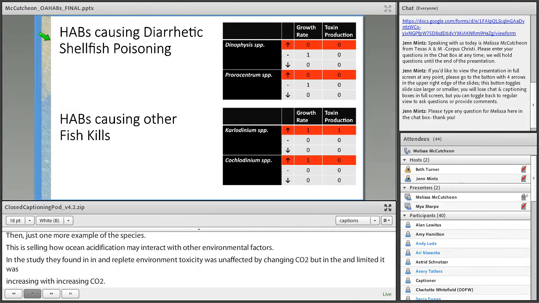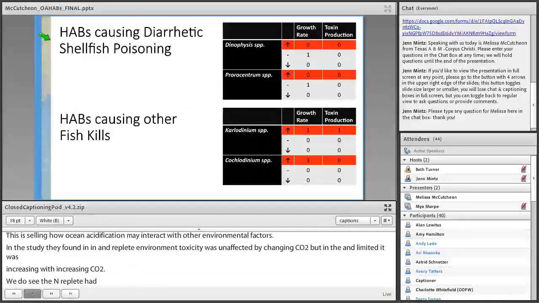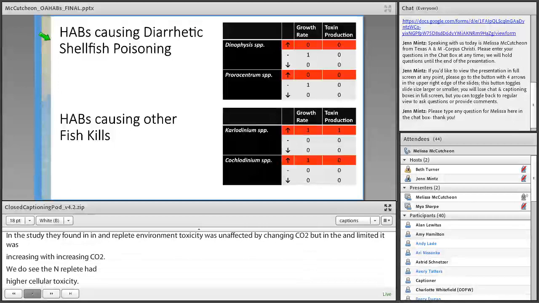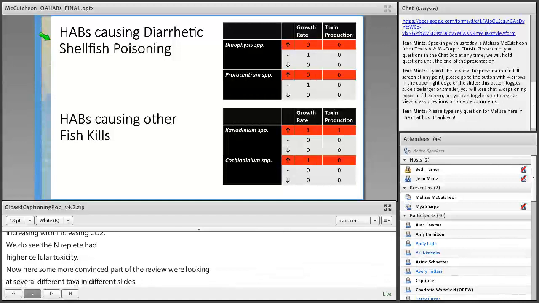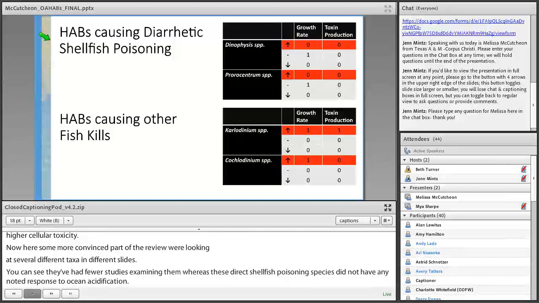And now here's some more condensed part of the review where I'm looking at several different taxa in one slide. You can see these different organisms have had fewer studies examining them, whereas these diarrhetic shellfish poisoning species did not have any noted response to ocean acidification, but these other HABs, Karlodinium and Cochlodinium, did have increased growth rate and in one case toxin production.